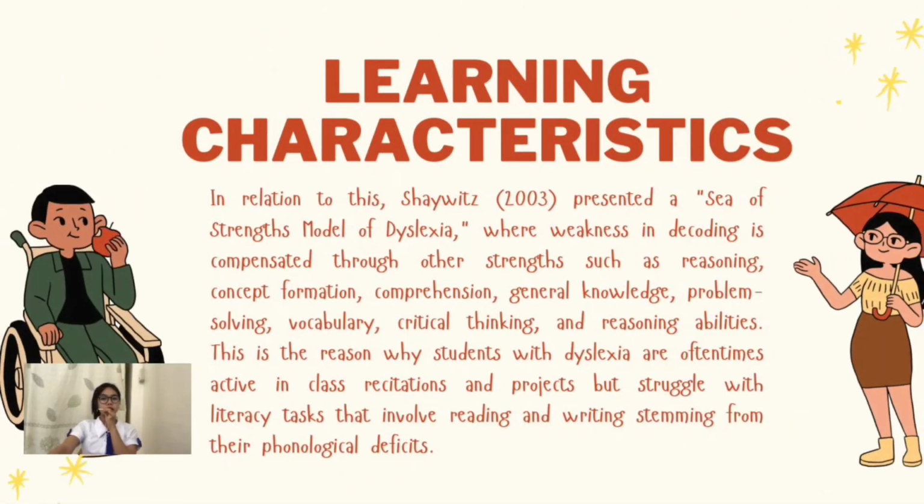So, in relation to this, according to Shaywitz in 2003, he presented a sea of strengths model of dyslexia, where weakness in decoding is compensated through other strengths such as reasoning, concept formation, comprehension, general knowledge, problem solving, vocabulary, critical thinking, and reasoning abilities. So this is the reason why students with dyslexia are oftentimes active in class recitations and projects but struggle with literacy tasks that involve reading and writing stemming from their phonological deficits.